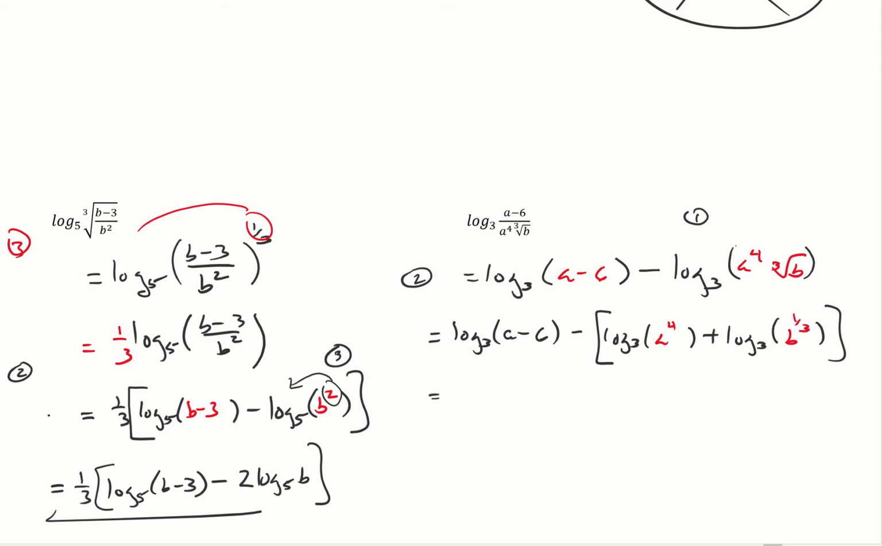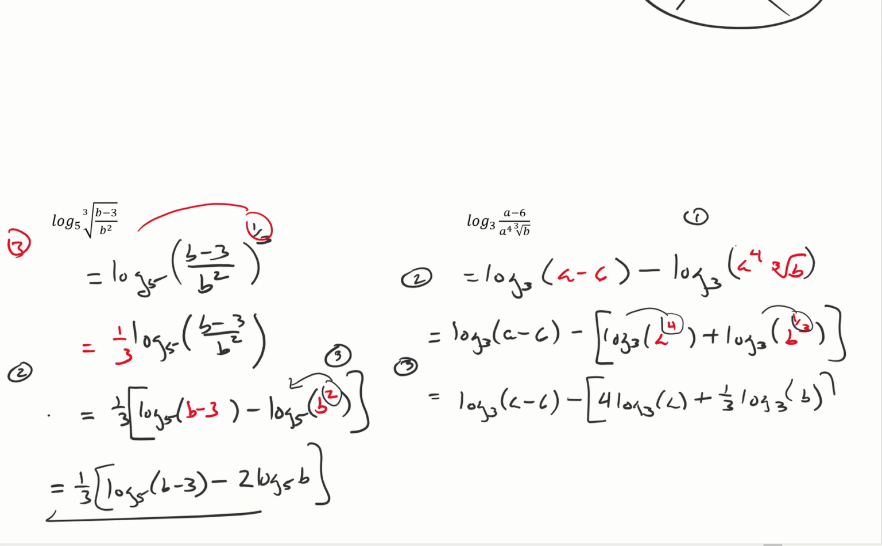Because that's going to be our last step. It's b to the 1/3 power. Okay, so we use property 2, we use property 1. Now we're going to use property 3, which is these powers are going to bug out of there. Okay, so we've got log base 3 of a minus 6 minus bracket 4 times log base 3 of a plus 1/3 times log base 3 of b. And that's all she wrote. You can distribute the negative if you want.